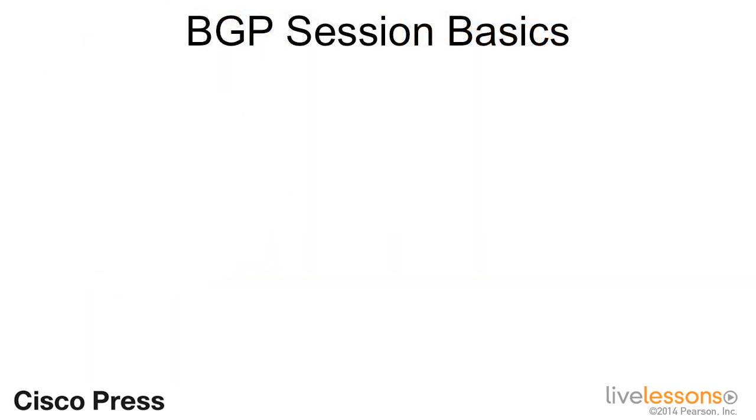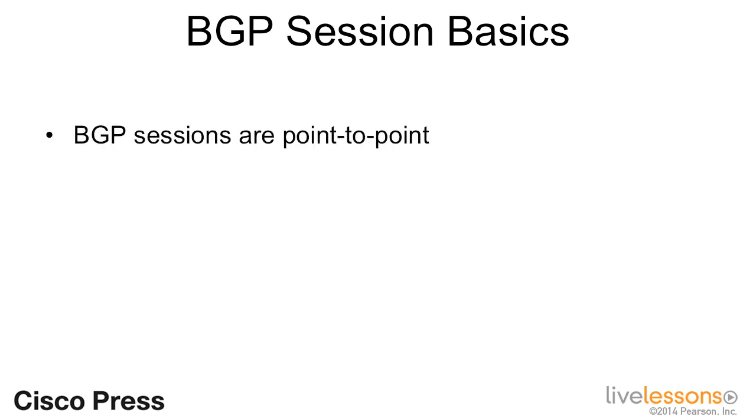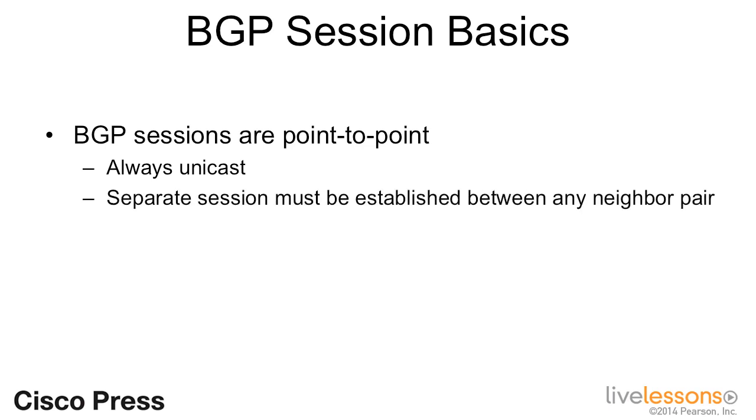Now, you learned in the previous lesson that BGP views its neighbors differently than IGPs do. BGP is designed to run between untrusted peers. Its sessions are point-to-point so that the conversations with those untrusted peers can be carefully controlled. The implication of this is that BGP sessions are always unicast. That is, unicast IP addresses are the endpoints of each session. Each BGP session must be explicitly configured for each BGP neighbor, specifying the unicast address of that neighbor.